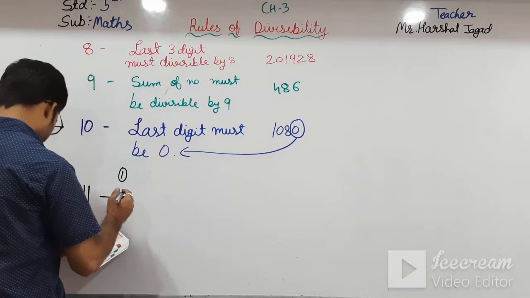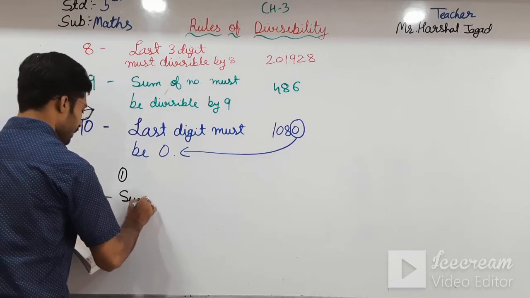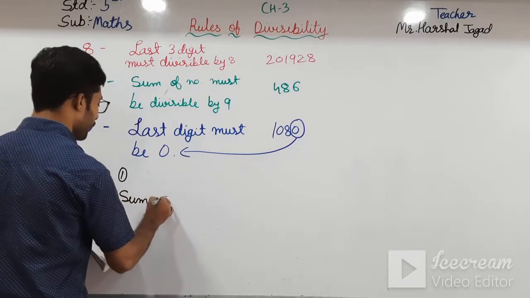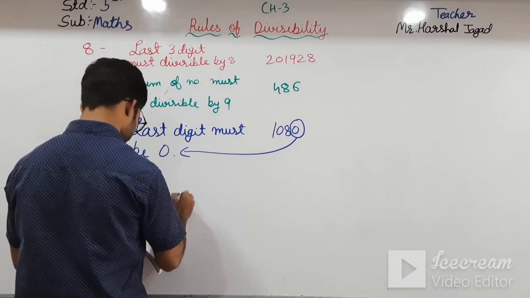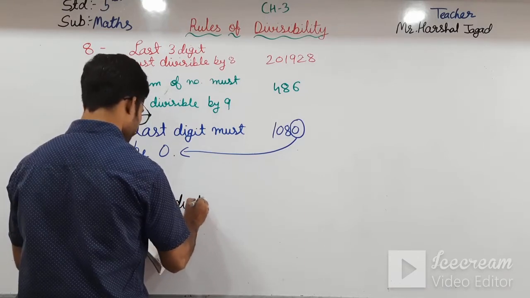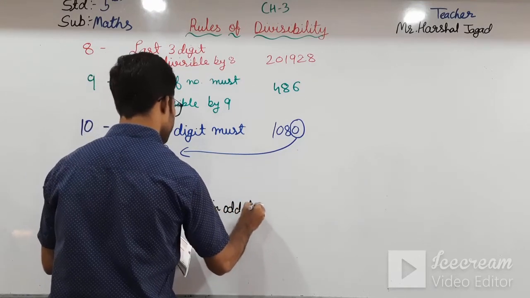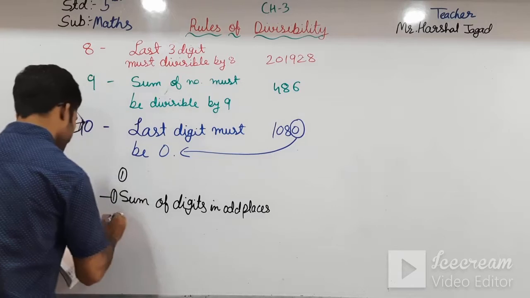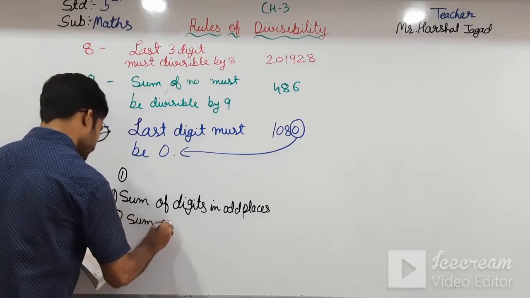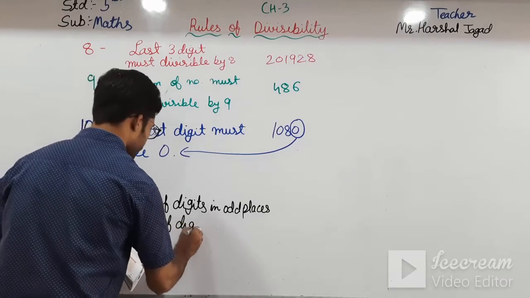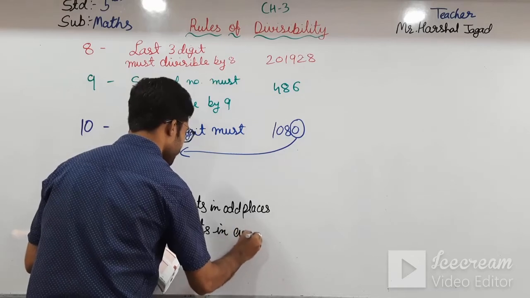See here, find the sum of the digits in the odd places. First one, sum of digits in odd places. And second is sum of digits in even places.